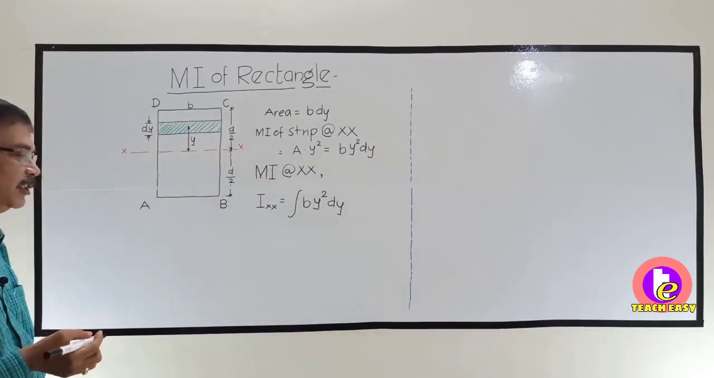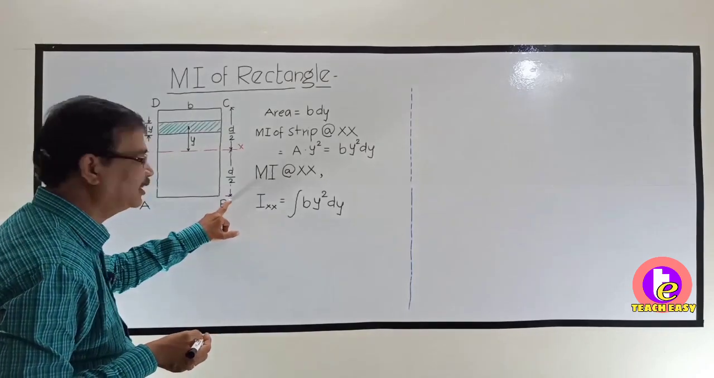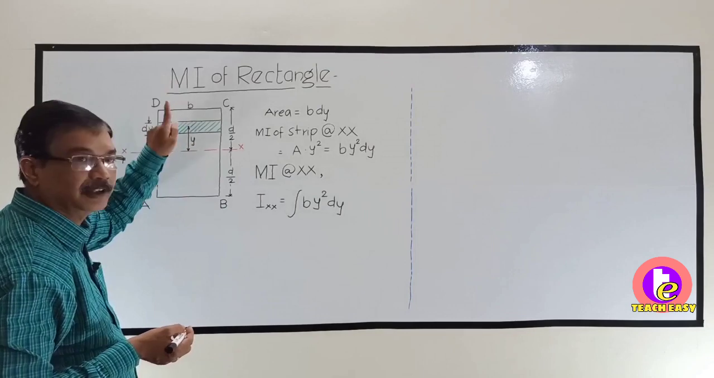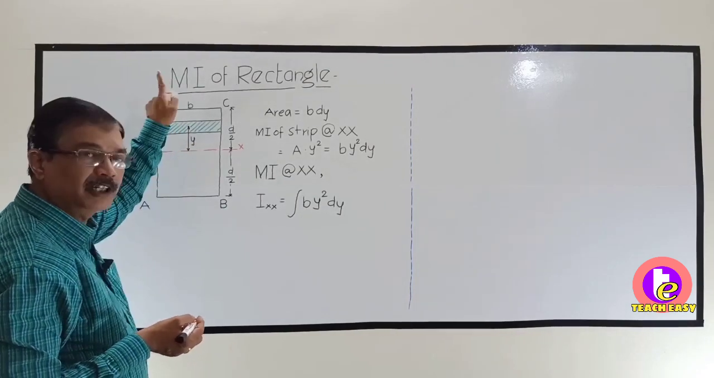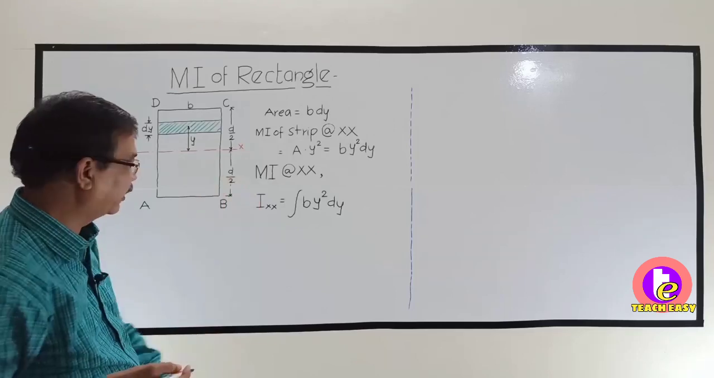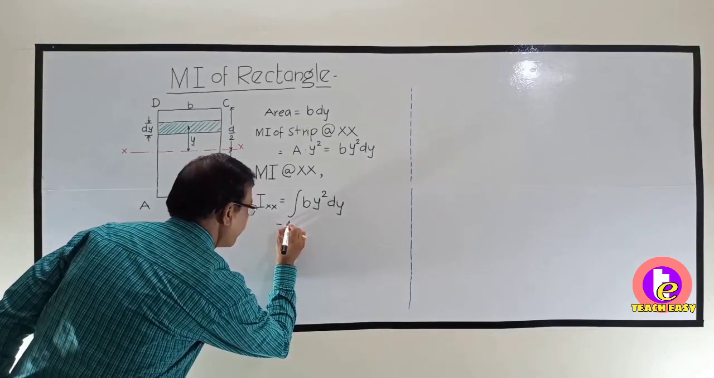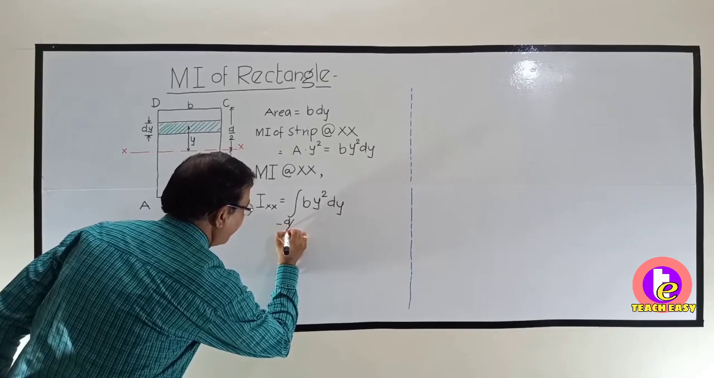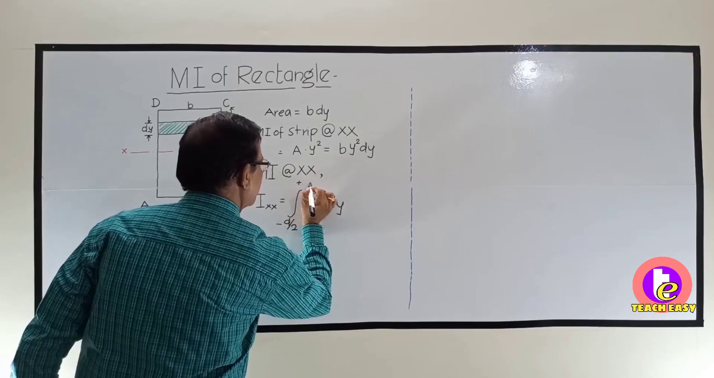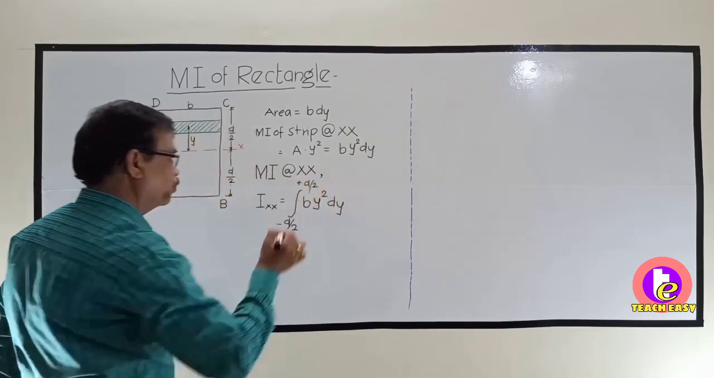Now mind well, this is a perfect integral. Lower limit will be minus d by 2. This is important because we have taken y from the x-axis. So above the x-axis we are taking positive, so below the x-axis will be definitely negative. So what is this one? Minus d by 2. And what is this one? Upper limit plus d by 2.